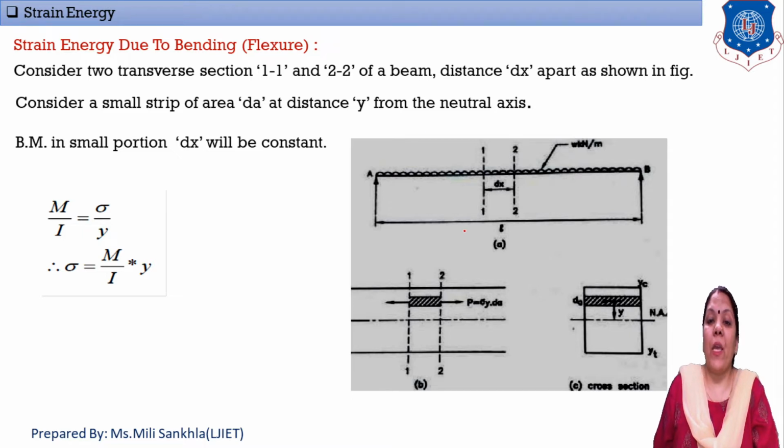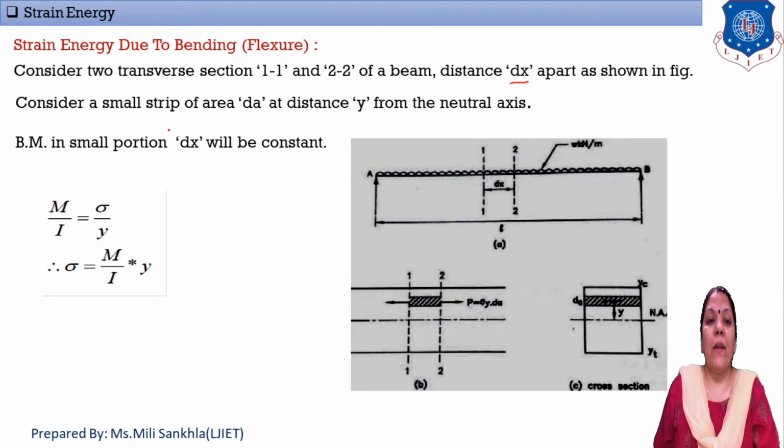due to bending. In the first figure we consider two transverse sections on the beam, and the distance between the two transverse sections is dx. Clear? Section 1-1 and section 2-2. Look at this 1-1 and 2-2, and the distance between them is dx. And consider a small strip. Here I take one strip, and the area of this small strip is dA, and distance y from the neutral axis. Neutral axis is an axis where the beam is subjected to neither compression nor tension. It is a constant layer of the beam.